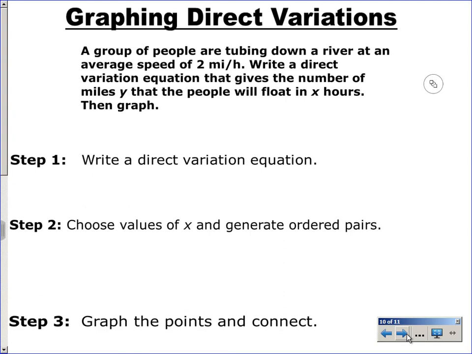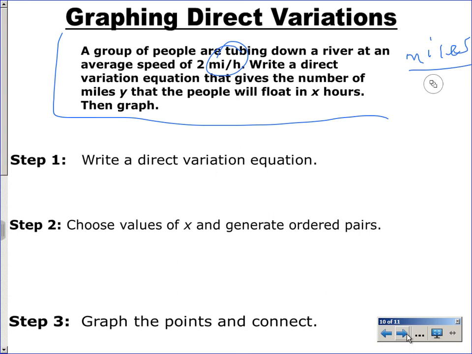Okay, and now what we're going to do is we're going to graph a direct variation. The first thing we have to do is write it. So if you're reading this over, a group of people are tubing down a river at an average speed of 2 miles per hour. Write a direct variation that gives the number of miles, so miles is going to be my y, that the people will float in x hours. So hours is my x. So miles is my y, and hours is my x.